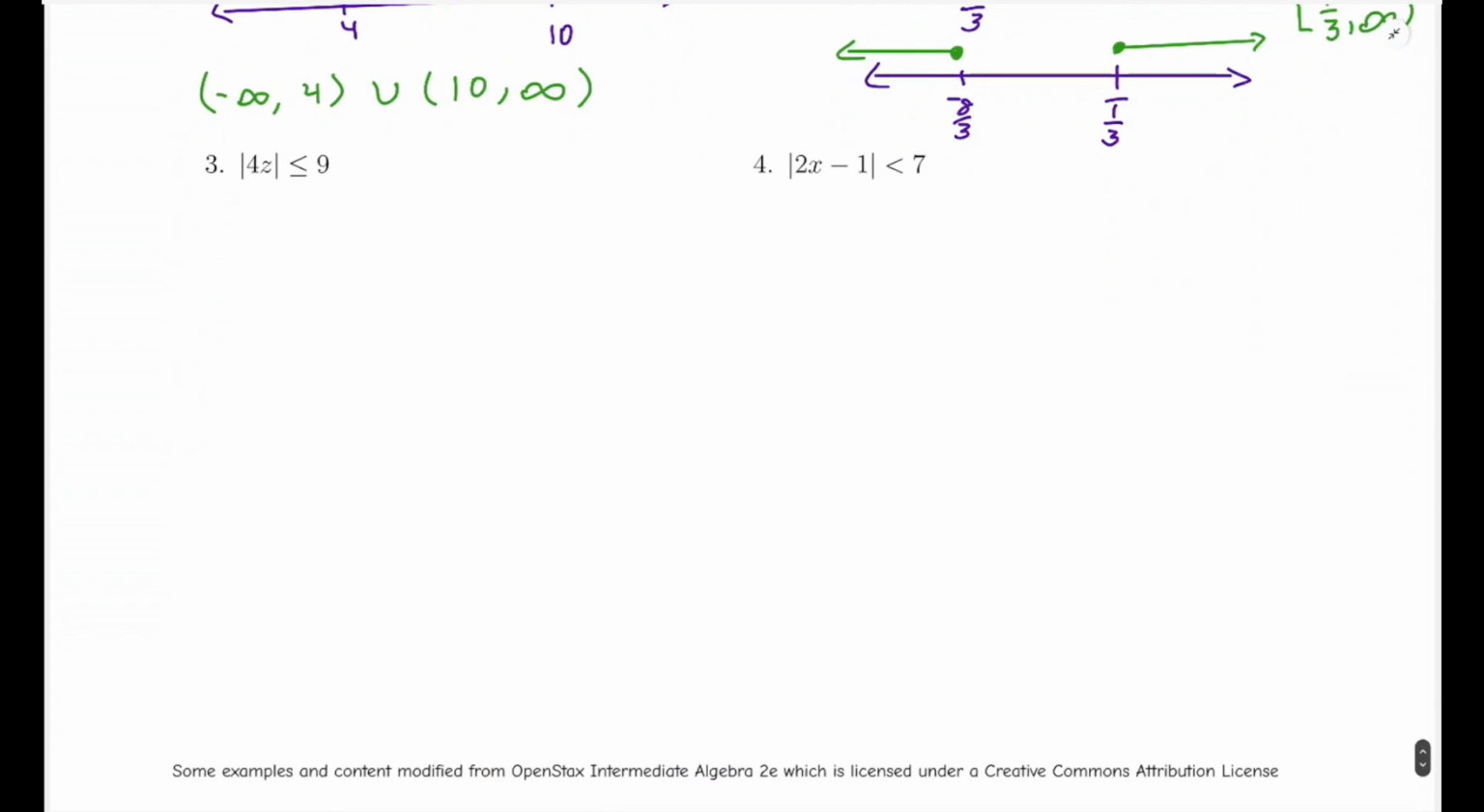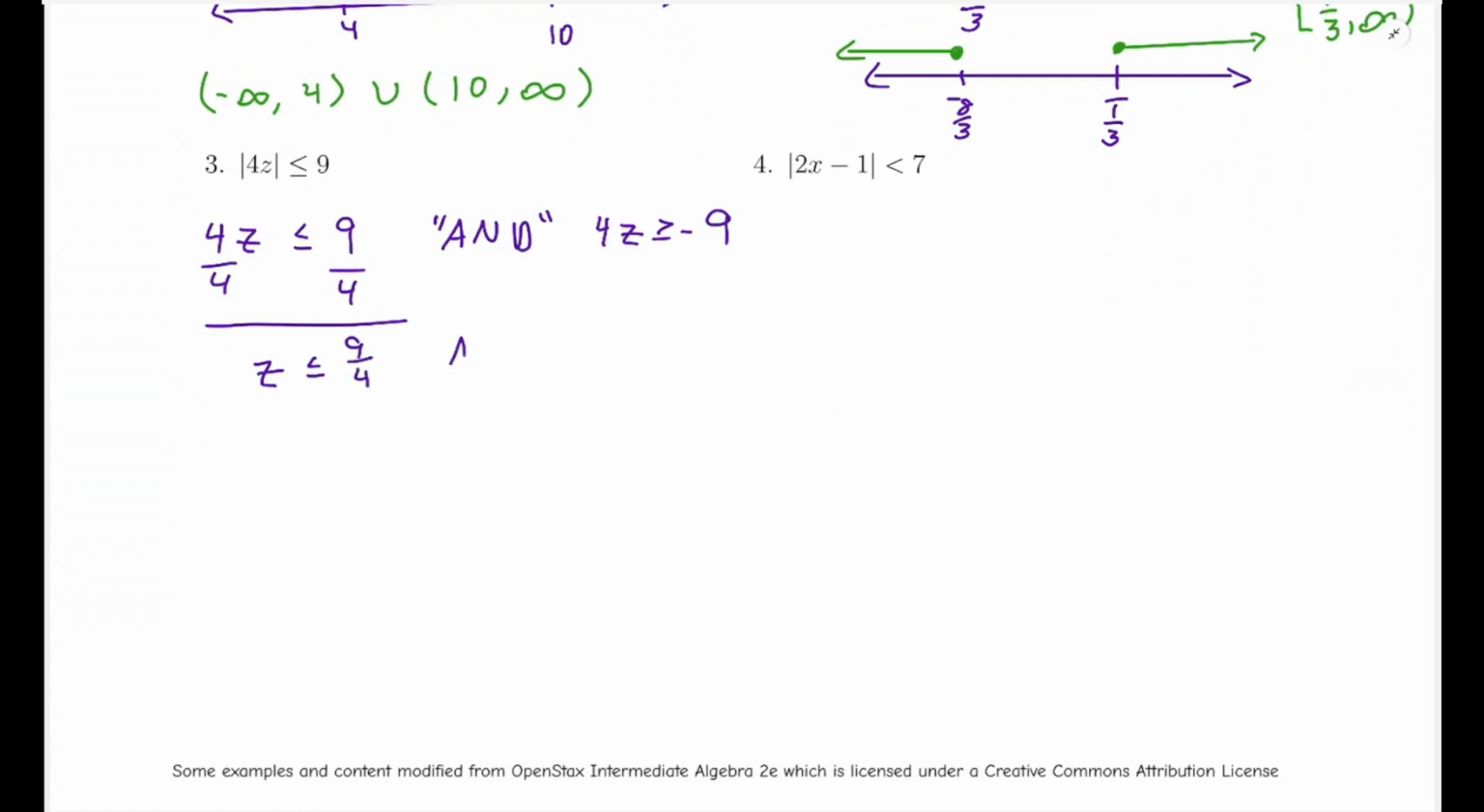Then for number 3, we have the absolute value of 4z is less than or equal to 9. Well, we're less than or equal to this time, so that means we'll get 4z less than or equal to 9, and 4z is greater than or equal to negative 9. Solve these separate inequalities, get z less than or equal to 9/4, and z greater than or equal to negative 9/4. Graph them separately.